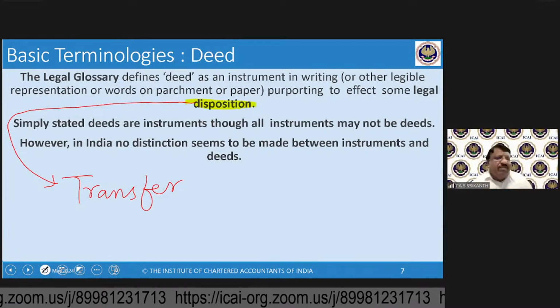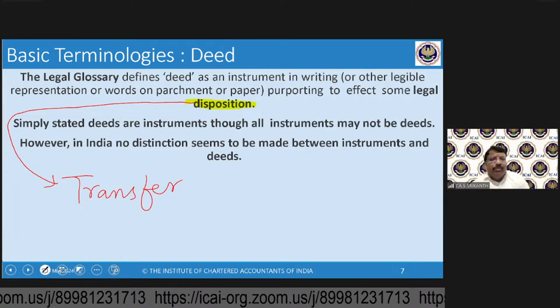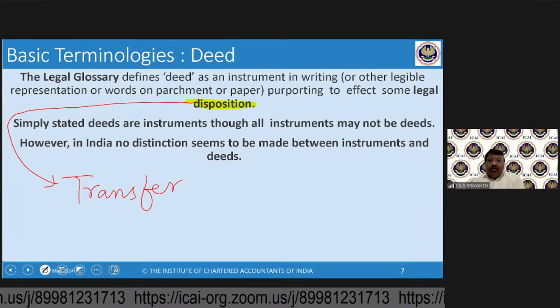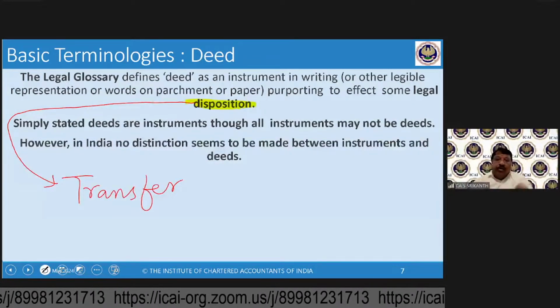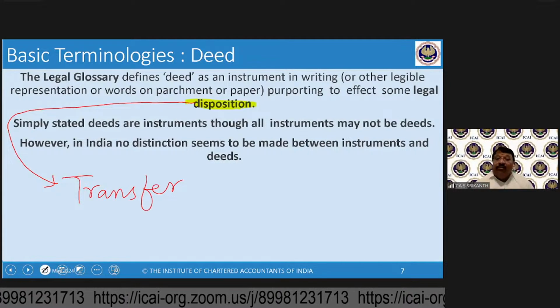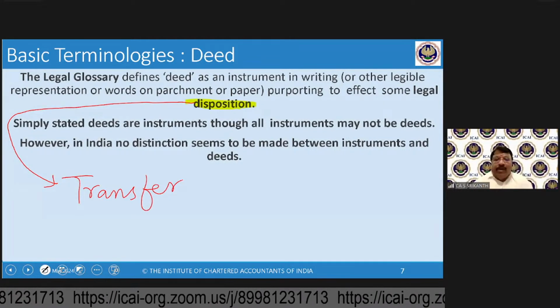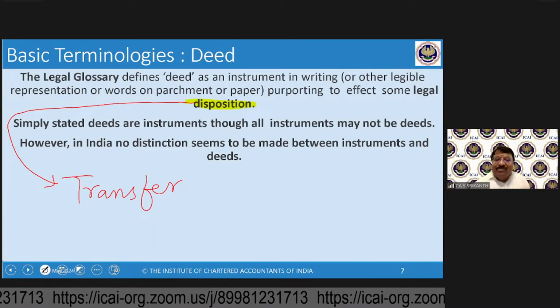That's why most of us have 11 months. Why? Because we don't want to register it. So it's an agreement. Don't call it lease deed. The minute you say deed, then you're out. It is a legal disposition. It is a transfer of limited title in immovable property to the extent of possession, right?